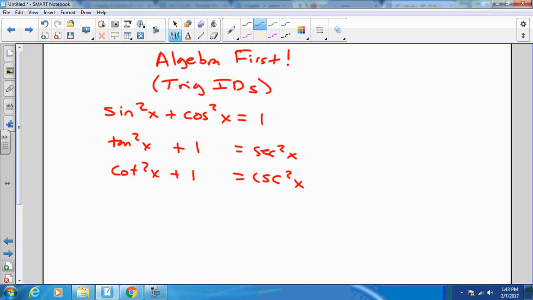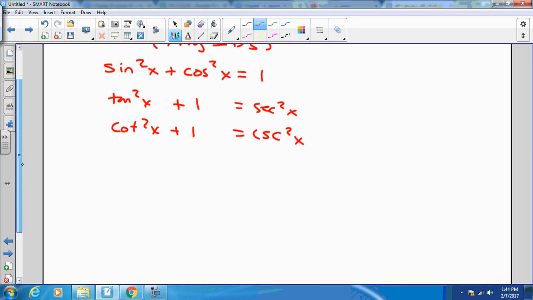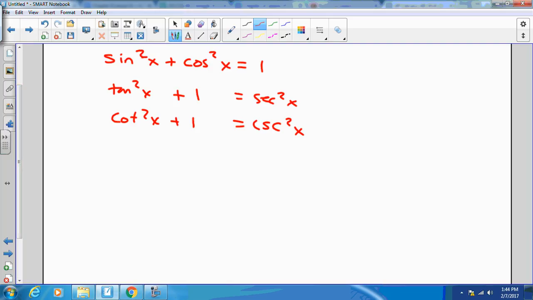Now, why do I say that these are useful to us when integrating? Well, consider this antiderivative.